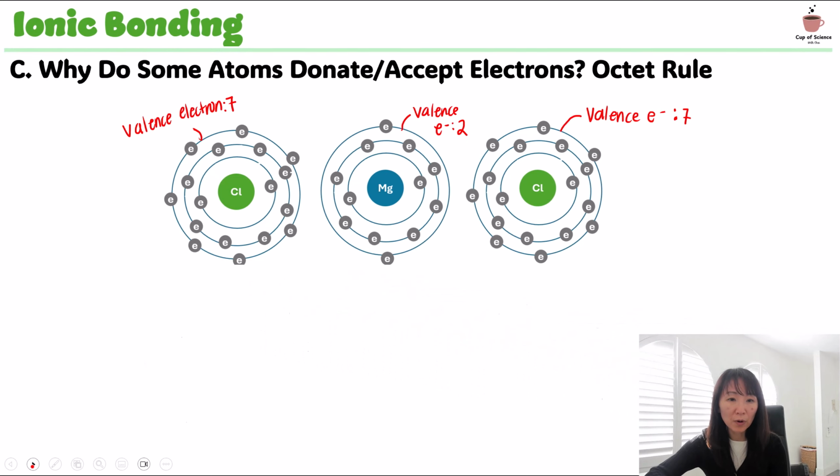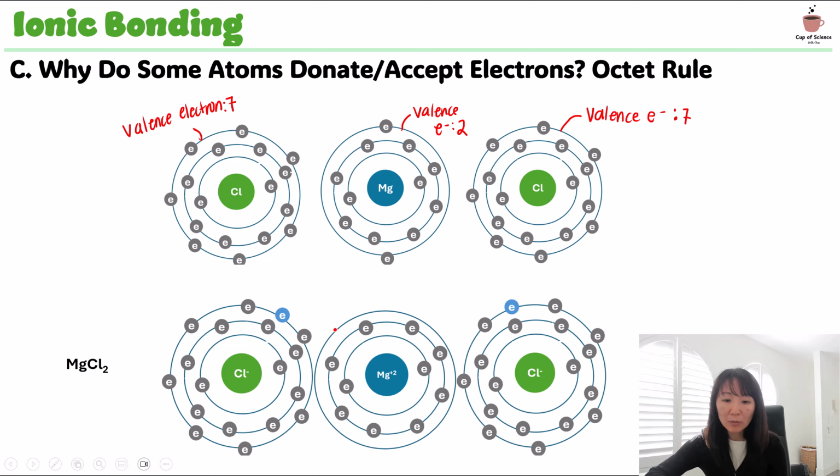So in order to form an ionic bond, the magnesium will donate one of the electrons to one chlorine and the other to the other chlorine, forming a positive 2 charge for magnesium because it donated 2 electrons. And each chlorine accepted 1 electron, so they become -1 charge. -1, -1, and positive 2. Opposite charges attract each other, forming an ionic bond, and now forming an ionic compound, magnesium chloride.